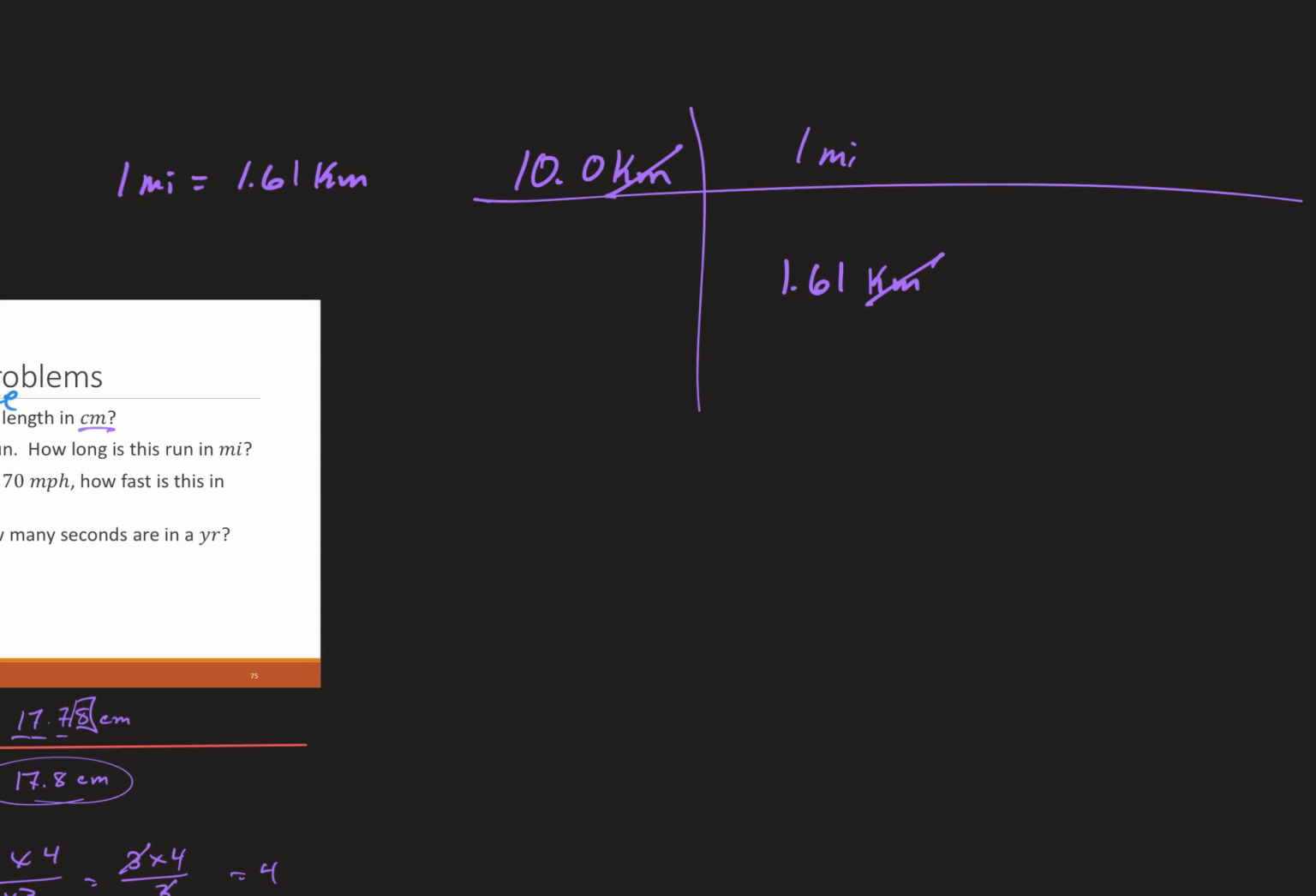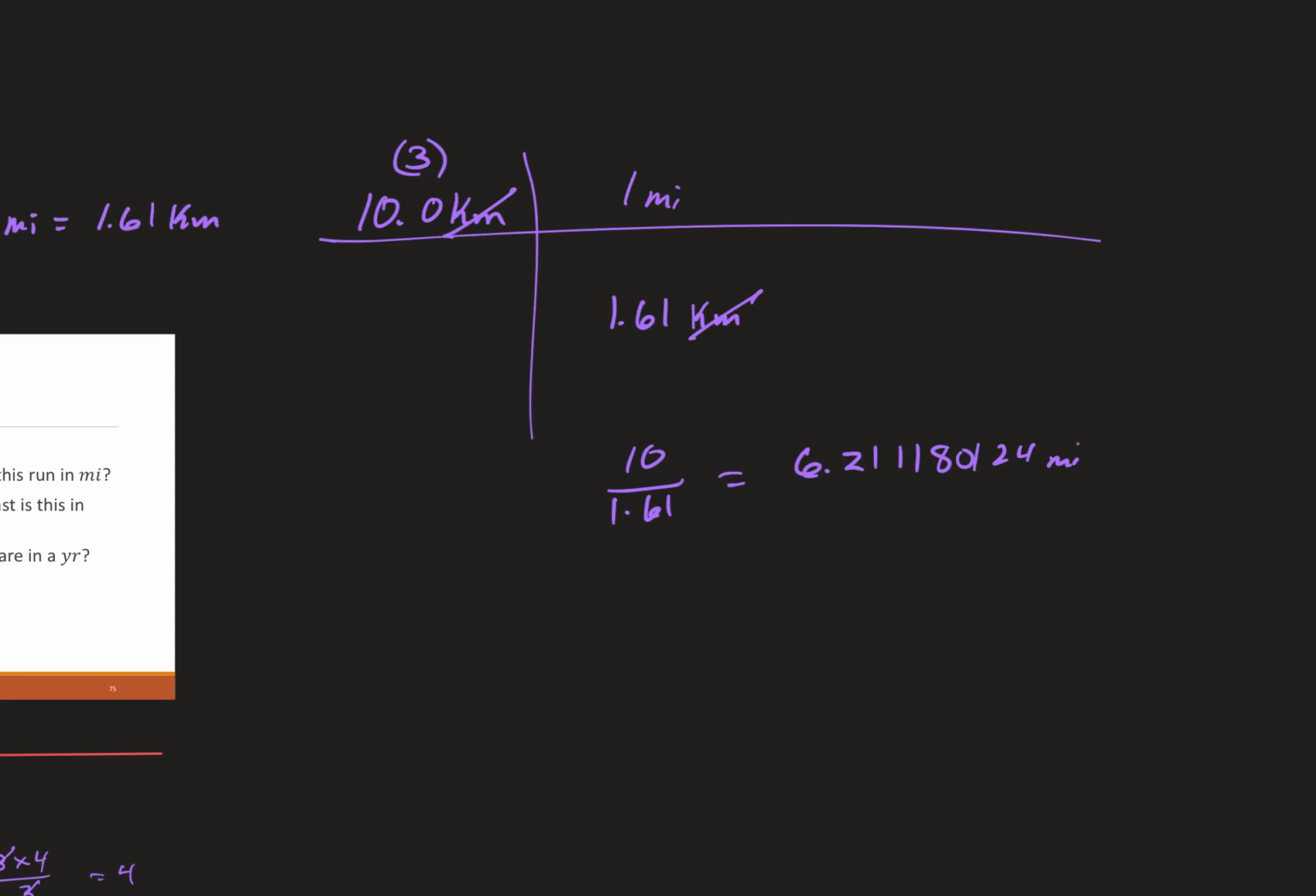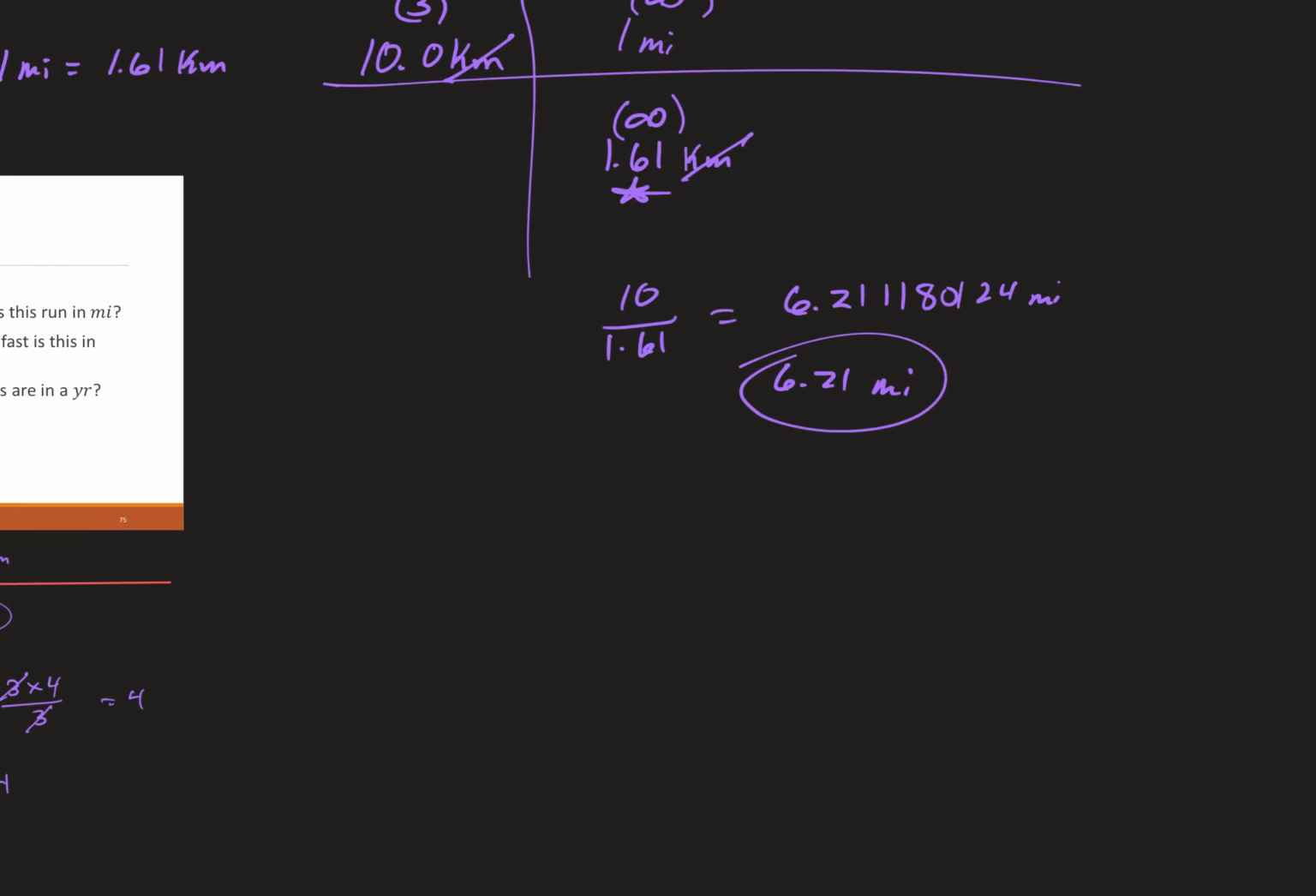Kilometers cancels out, and you get from this 10 divided by 1.61, and that's going to equal 6.211180124 miles. Great. Let's say these were infinitely many, but that's got error. I have it as 3 sig figs, so we could round it to 3, and so it would be 6.21 miles. If you're running a 10K, it's about 6.21 miles.